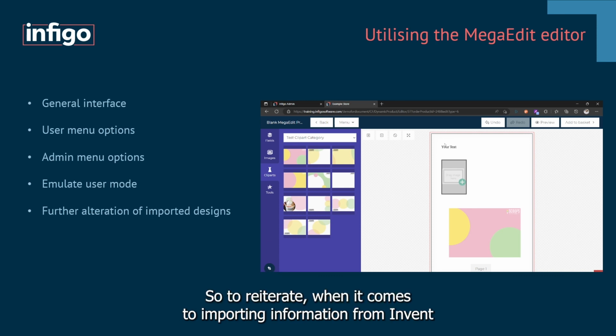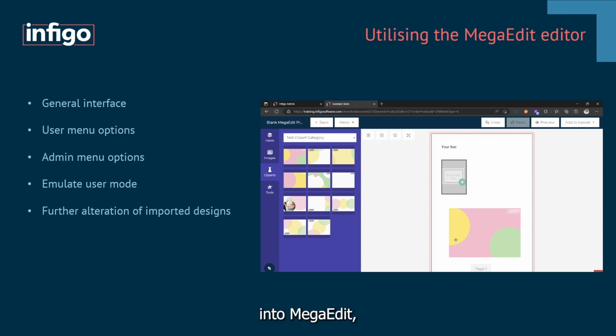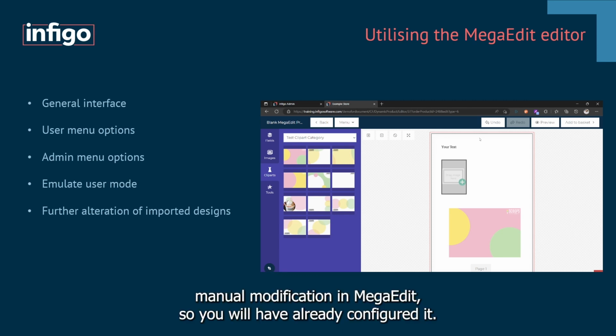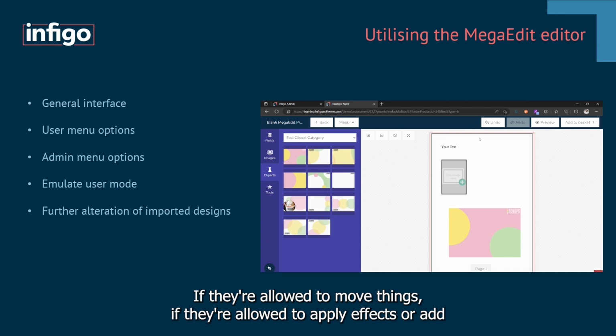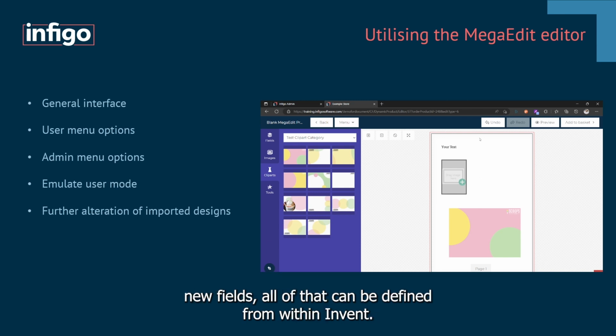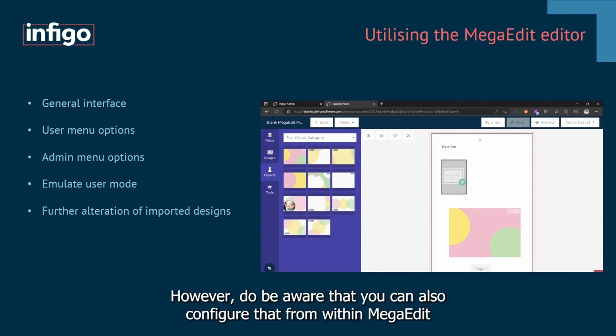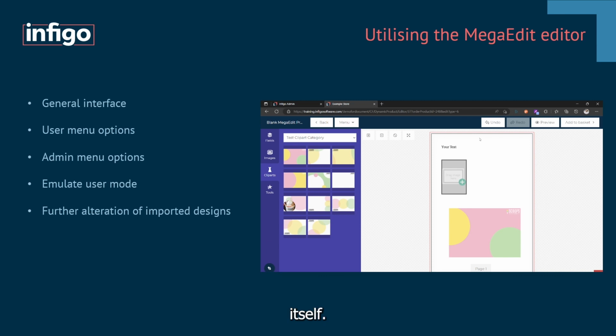So to reiterate, when it comes to importing information from Invent into MegaEdit, generally speaking, you may not have to do some manual modification in MegaEdit. You will have already configured in Invent what customers are allowed to interact with, if they're allowed to move things, if they're allowed to apply effects or add new fields. All of that can be defined from within Invent. However, do be aware that you can also configure that from within MegaEdit itself.